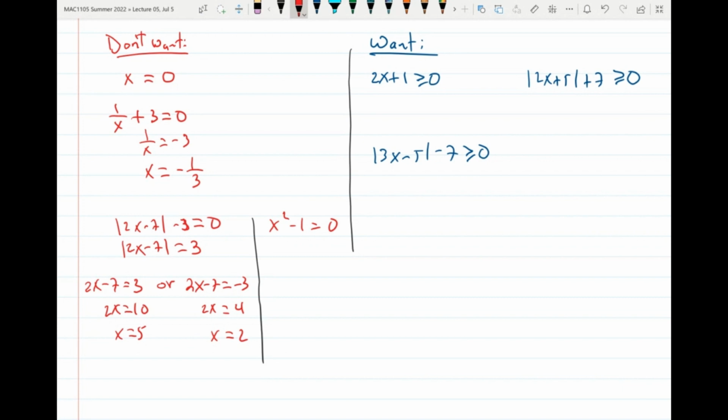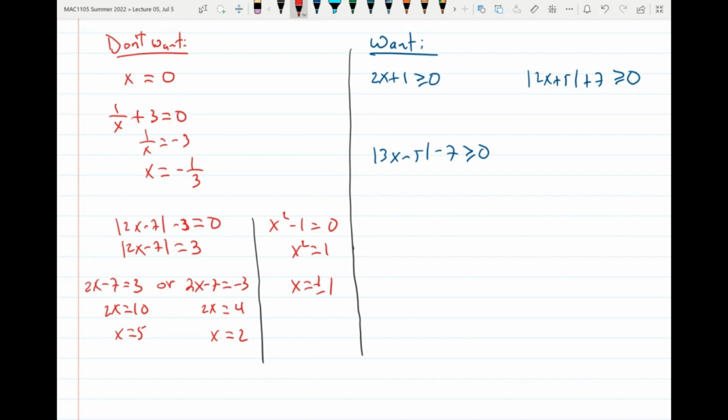And then lastly, for the other equation, what is this? What are the solutions for that remaining equation? Square equals 1. So we have plus or minus 1. Okay? So we need to avoid 0. We need to avoid -1 over 3. We need to avoid 5. We need to avoid 2. We need to avoid positive 1. We need to avoid -1. Do you understand this? All of those numbers are not good for our function.